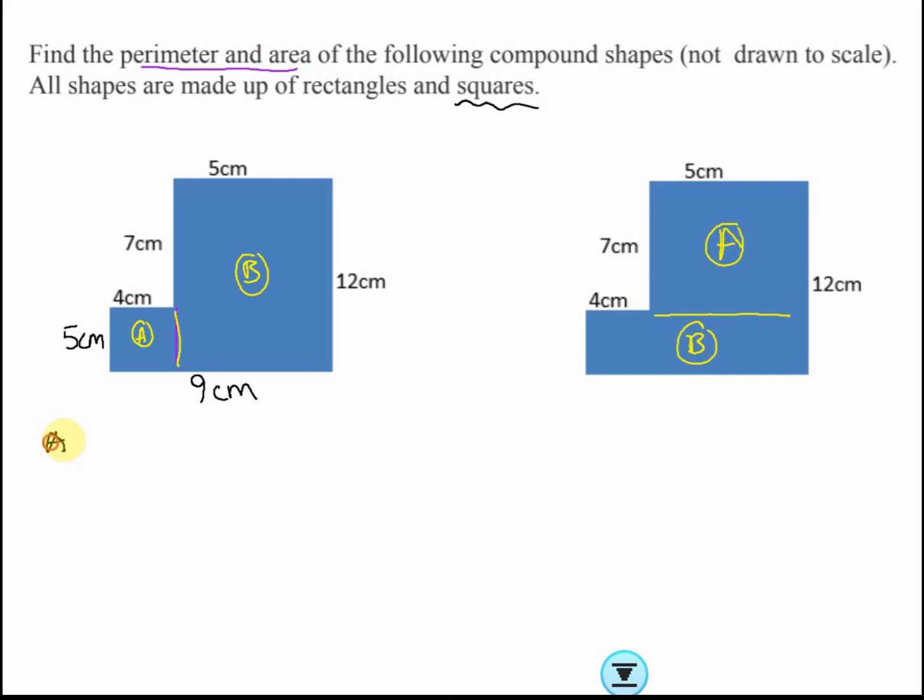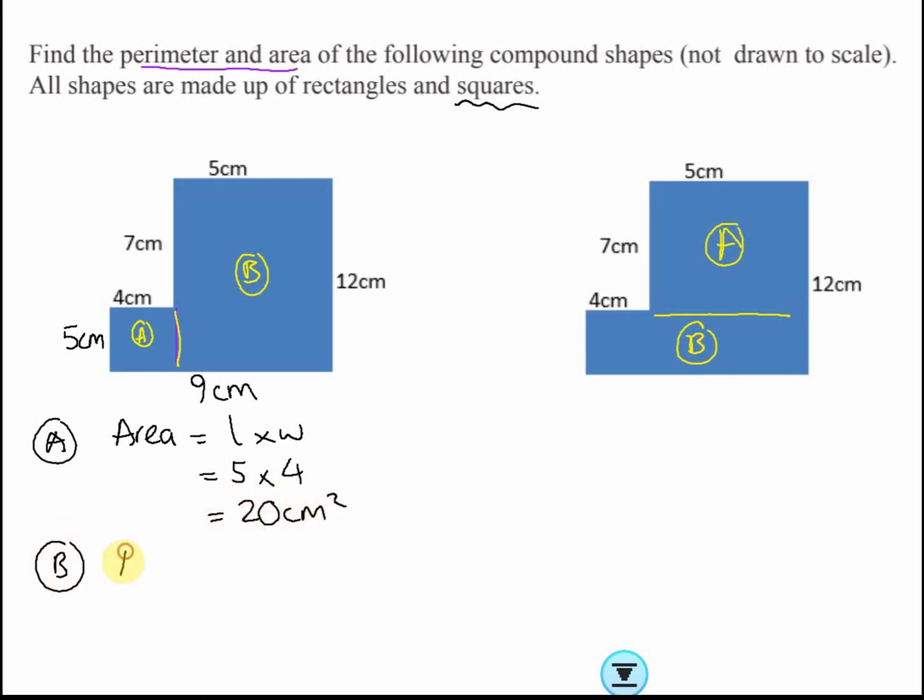So let's have a look at A. Area, always write the formula. Never ever skip this bit. It's a rectangle, so area is length times width. And we have 5 times 4. It doesn't really matter what you call length and width, just pop them down. And we get 20 centimeters squared. We'll do the same for B. Area equals length times width, write the formula, and we have 5 times 12, which is 60 centimeters squared.